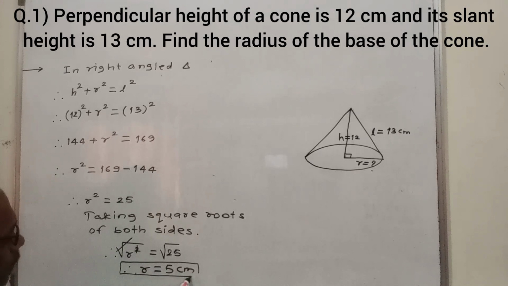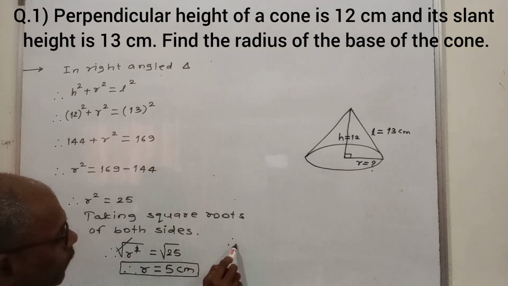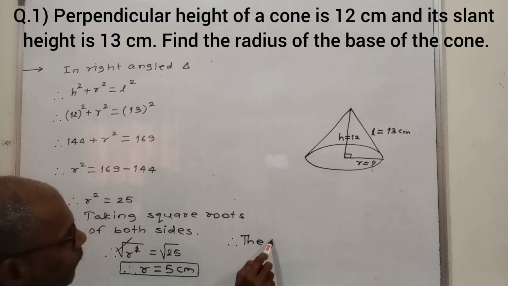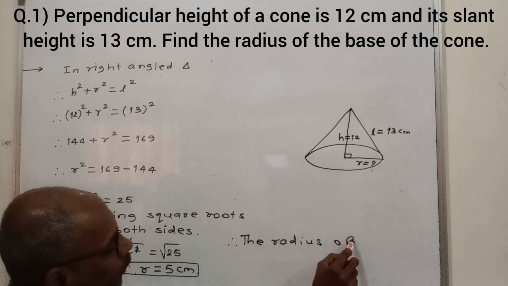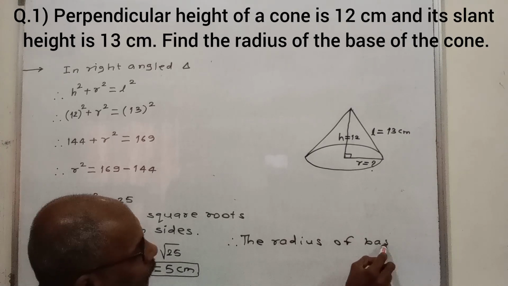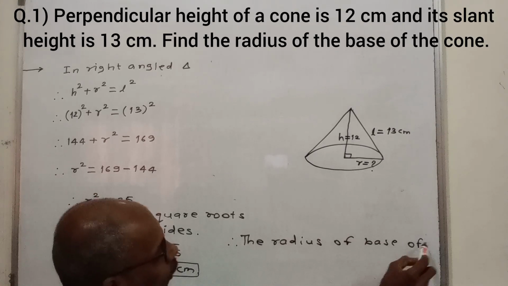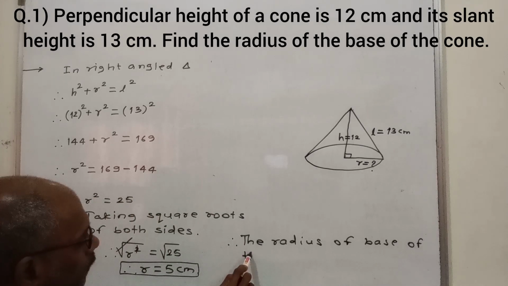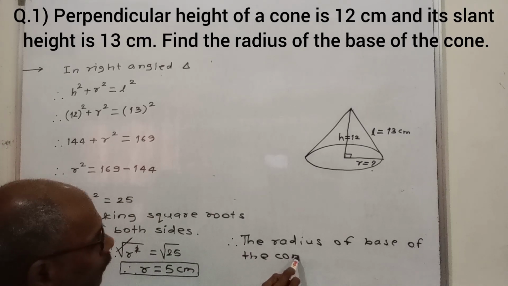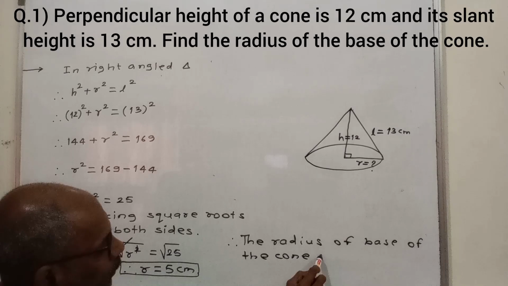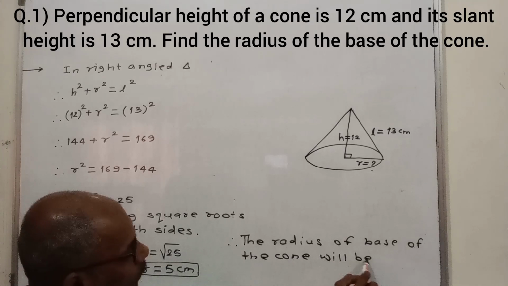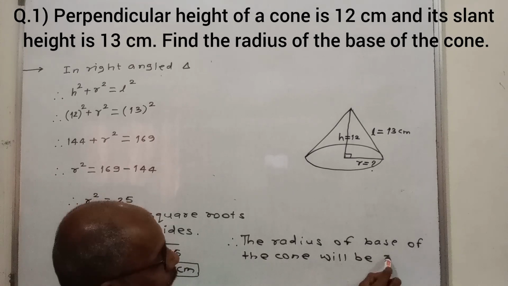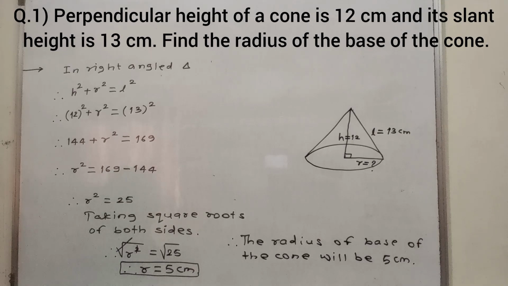Therefore, finally we write, therefore the radius of the base of the cone will be, what is, 5 centimeter. Did you get it? Very simple.